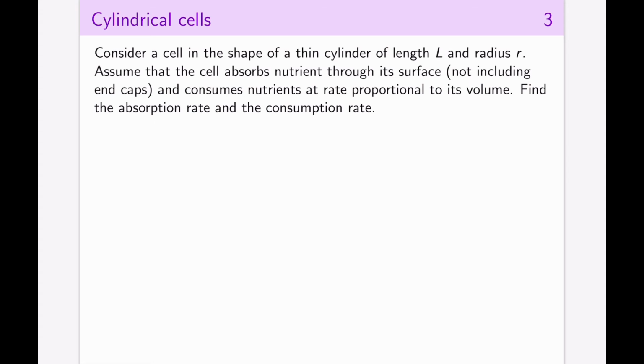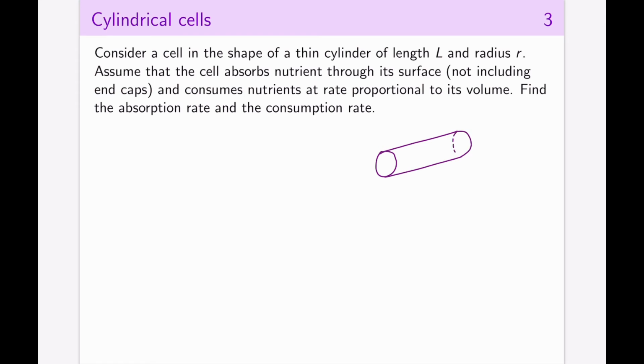We are going to assume, in a similar fashion as before, that the cell absorbs nutrients through the surface, which does not include the end caps of the cylinder, and consumes nutrients proportional to its volume. And once again, the problem is the same. We're going to find the absorption and the consumption rate and then try to analyze whether small or large cells have an advantage in terms of survival. First of all, let's just do a rough sketch of what a cylindrical shell might look like.